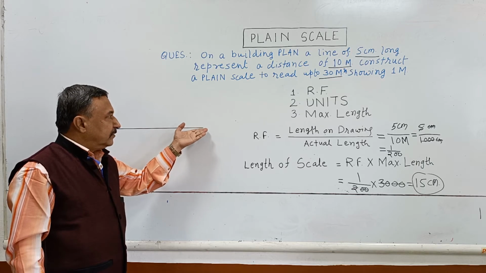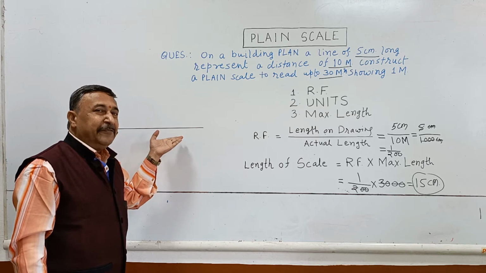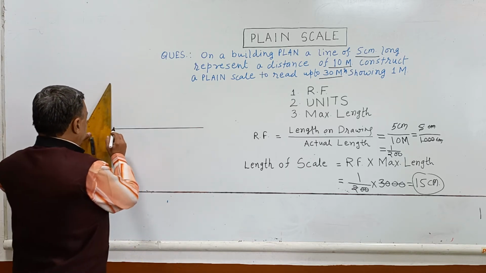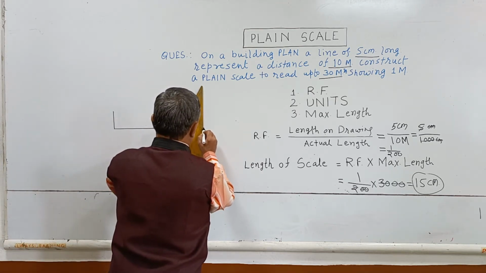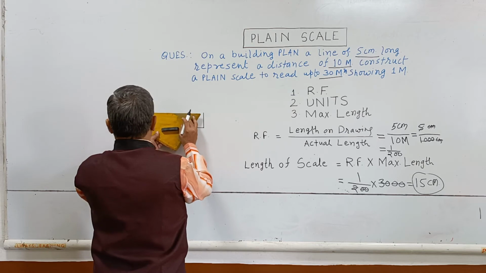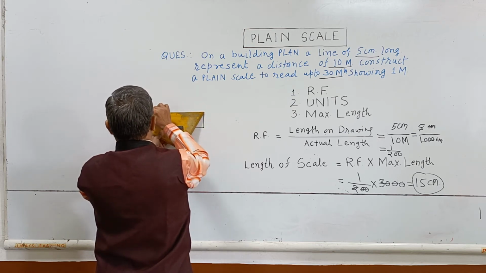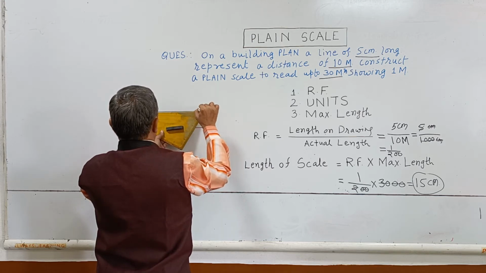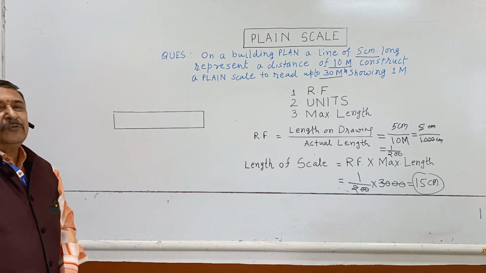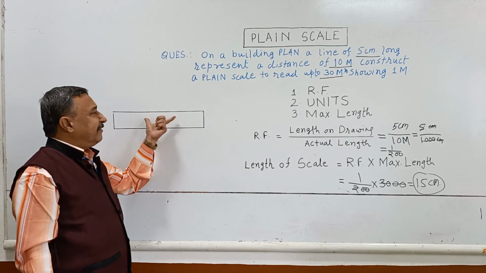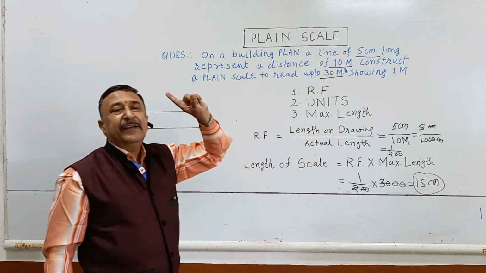Now convert this into a picture which gives the look of a scale. How? Now see, this looks like a scale. So this is our scale of 15 centimeter which represents 30 meter length.